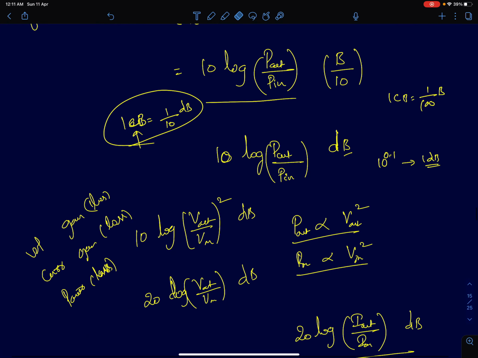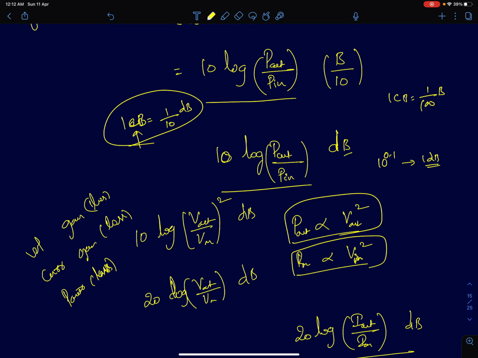Now the same definition, so this was the definition which was introduced for powers. We can apply the same definition to voltages too. So we discussed this even in the previous lecture. We said power is generally proportional to voltage square. The input power and output power are proportional to the squares of the input and output voltages. Here I am assuming the resistor across which the power is being dissipated is the same, but it's just a convention.